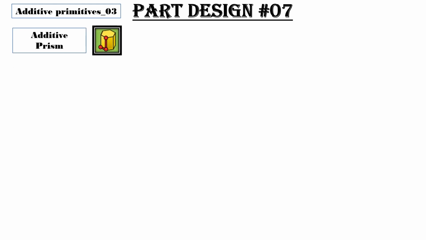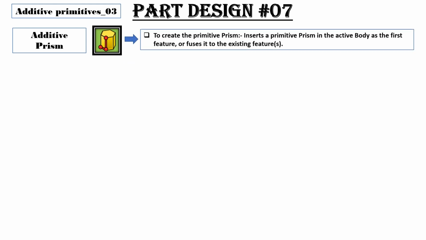This is the additive primitive called Prism. To create the primitive prism, please insert a primitive prism in the active body as the first feature or fuse it to the existing feature.